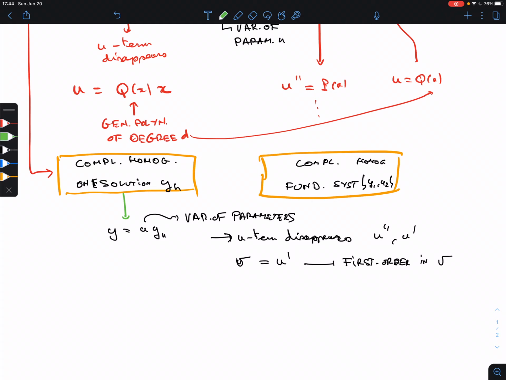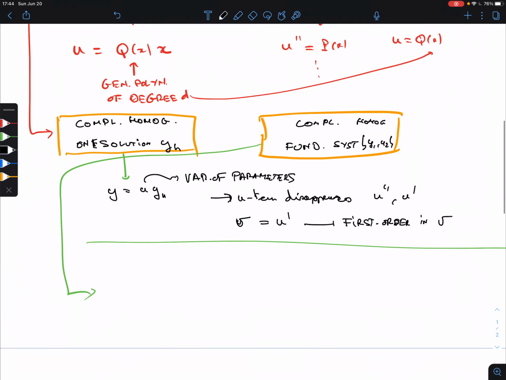If we are in the other case, what do we do then? So there are two different cases, right? What do we do then? Then we introduce two parameters.